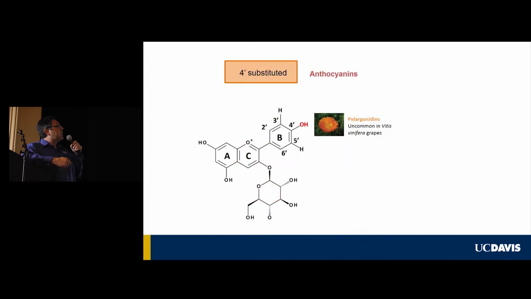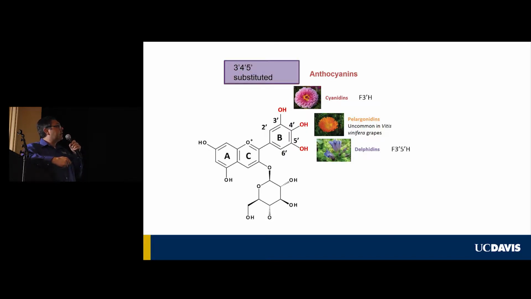So you have disubstituted anthocyanins. Usually we don't have pelargonidins in Vitis vinifera grapes. You have the disubstituted on the B ring of anthocyanins, in the third and fourth position of the B ring. And you have the trisubstituted anthocyanins. These are the delphinidin-based compounds. The substitution is going to be on the third, fourth, and fifth position on the B ring.